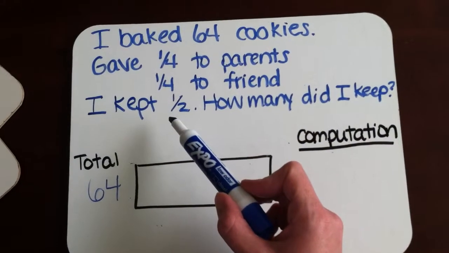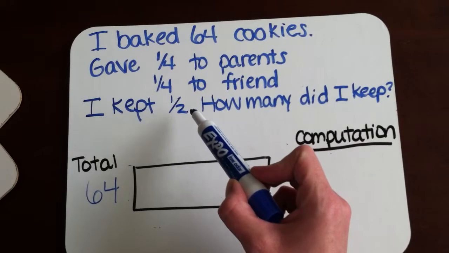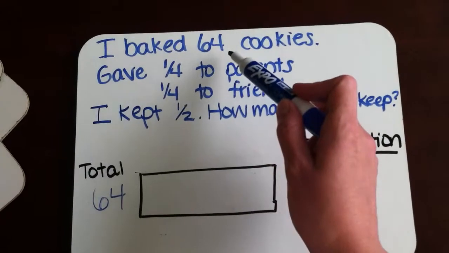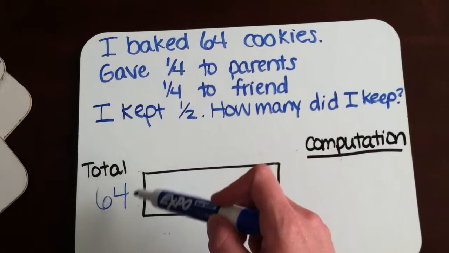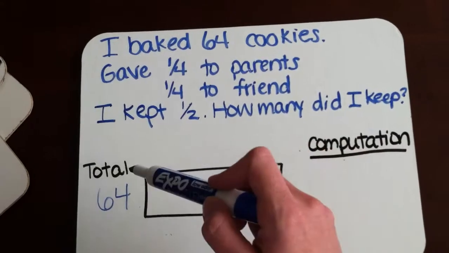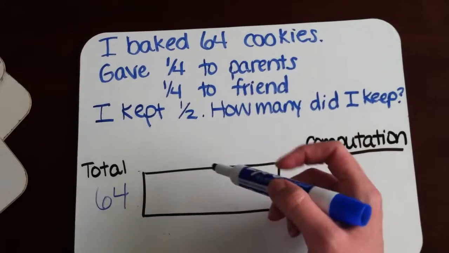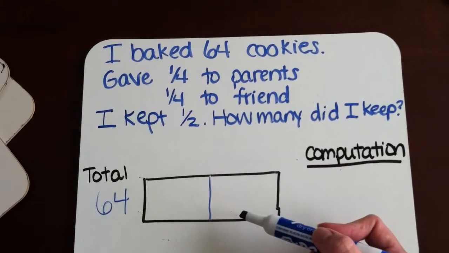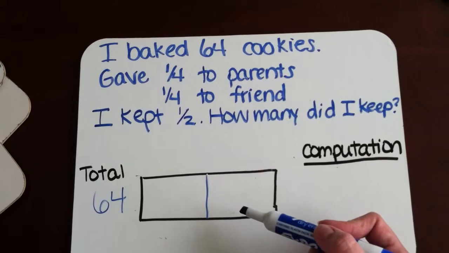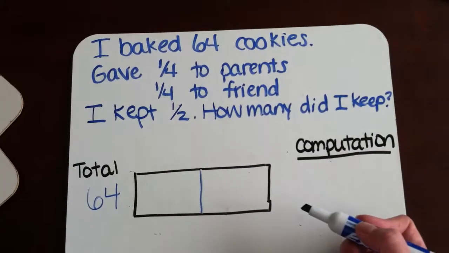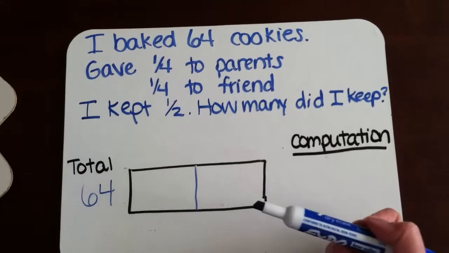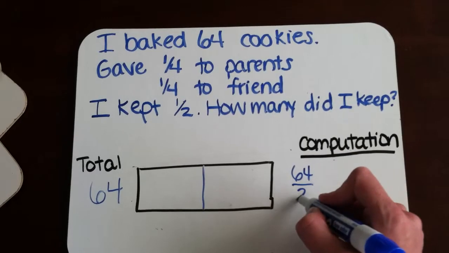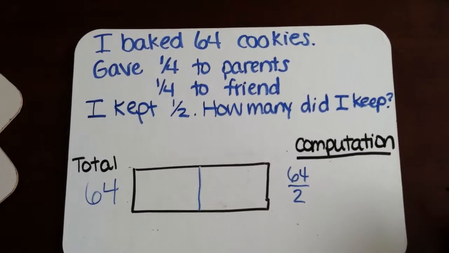So I'm going to focus on this fraction here. I kept 1/2. 1/2 of what? I kept 1/2 of the 64. So if I want 1/2 of this 64, what am I going to do? I'm going to cut that 64 in half. And in the beginning I said don't forget that when I use the word cutting in half, that's going to mean division. So when you cut something in half, what are you doing to it? You're really dividing by 2. So we're going to divide 64 by 2.